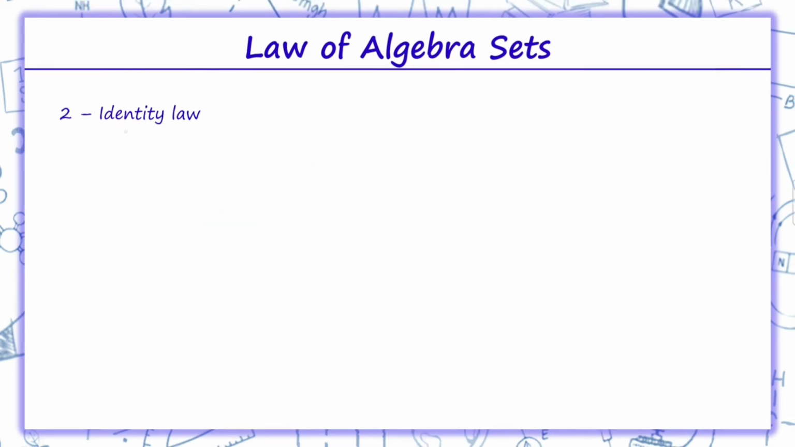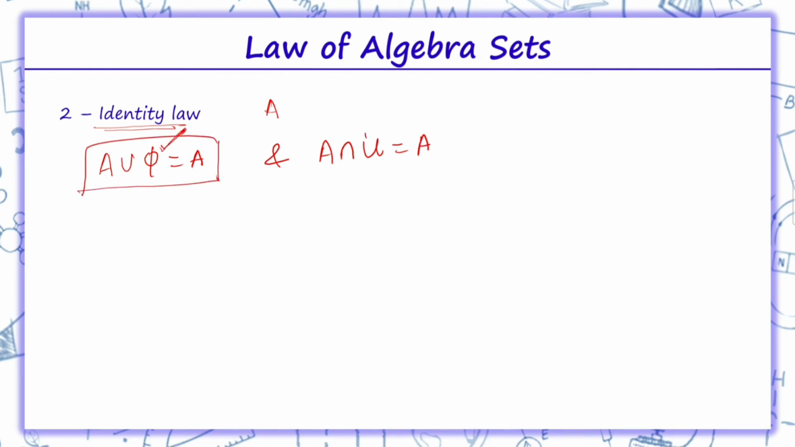The second law is the identity law. Identity, as is clear from the word itself: whatever we take, we'll get the same value. Like we are taking set A, so the answer should be set A only. So in the identity law we have A union phi is A and A intersection universal set is A. Thus we can say this phi and the universal set U are identity elements for union and intersection respectively.